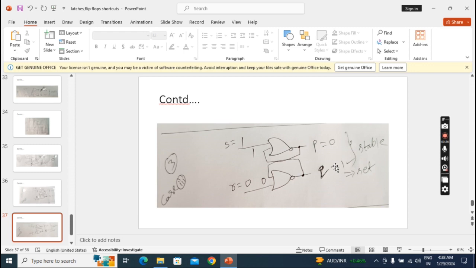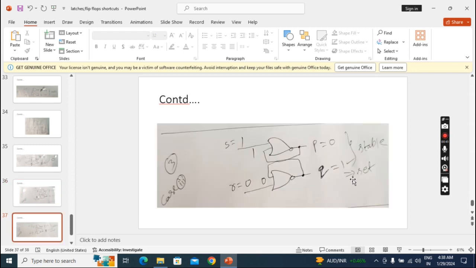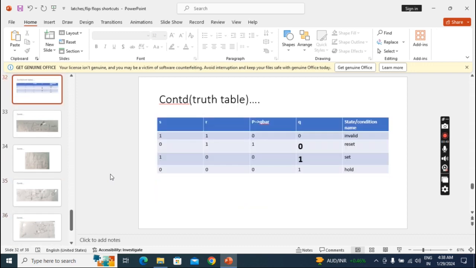Then it is maintaining same. So it is stable output. So I will take this as the final output for condition 3. So when S equal to 1, Q is 1. So it means 1 is stored. It is called set. Okay, right.